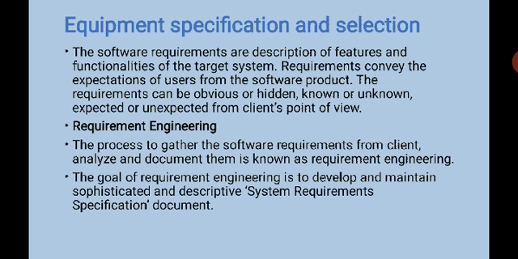Next we have equipment specification and selection. Now we did the software requirements. The software requirements are a description of the features and functionalities of the target system. The requirements convey the expectations of the users from the software product, right? The requirement can be obvious or hidden, known or unknown, expected or unexpected from the client's point of view.